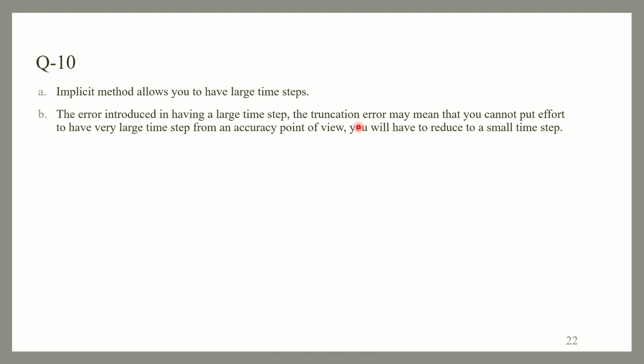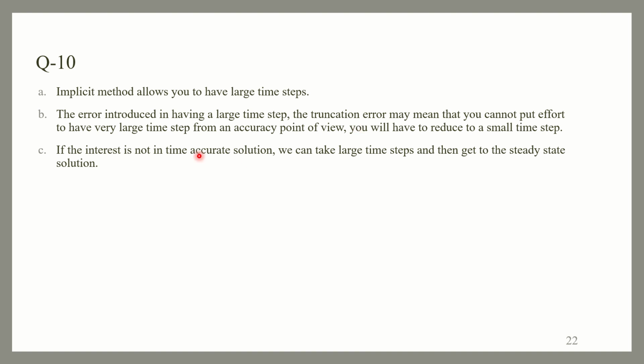If interest is not in time accurate solutions, we can take large time steps and get to the steady state solution. So if we are not very interested in the time accurate solution before reaching steady state, and we are not interested in the solution at every 0.1 second or every 1 second, and our primary interest is to get the solution at 1 second only, then we can take larger time steps as well. That would not be an issue.